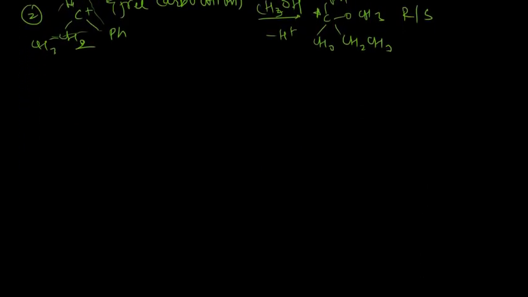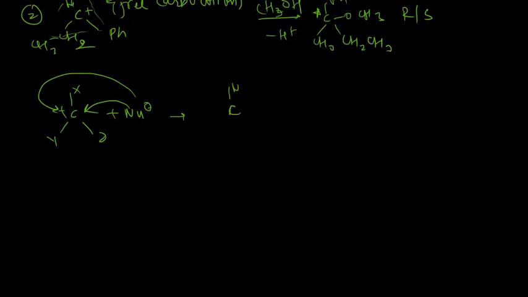So what happens actually when an intermediate forms with X, Y and Z? When we have a carbocation, a nucleophile could attack from this side also, from this side also. So it forms two compounds, with the nucleophile here, X, Y and Z, and the nucleophile there. Both types of compound are formed.